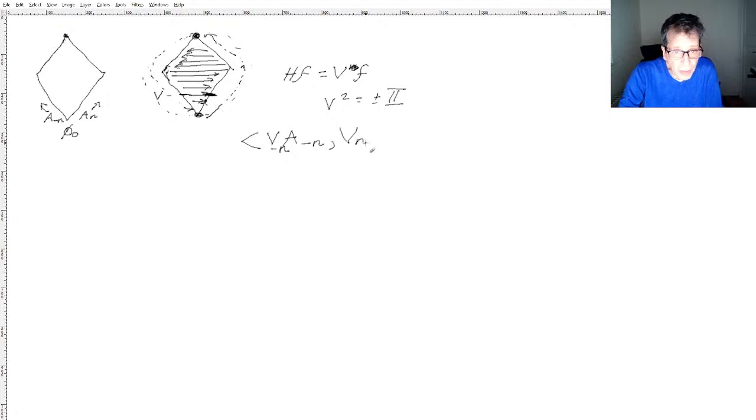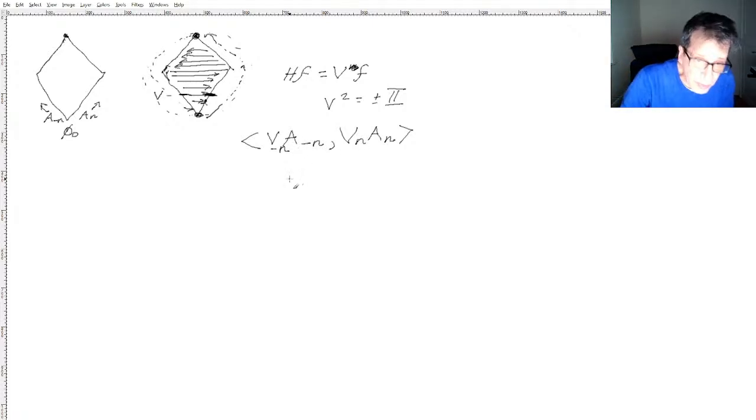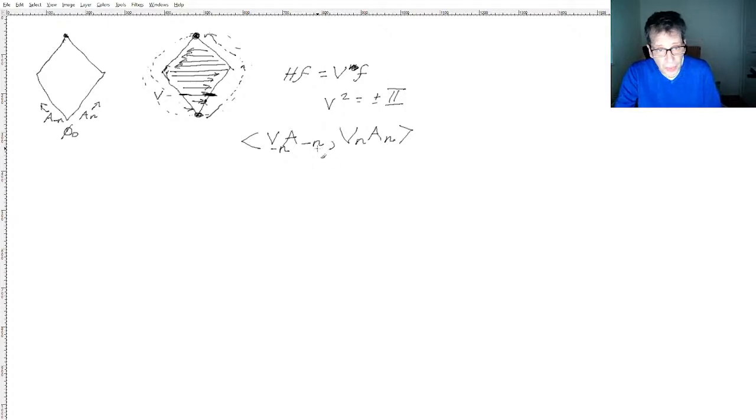V of n of a of n. So this is Alice's n quantum state. This is Alice's minus n quantum state. And the important thing is this is negating all the quantum degrees of freedom. So there are none left. That's the thing, we've got to somehow eliminate all n dependence in bulk.